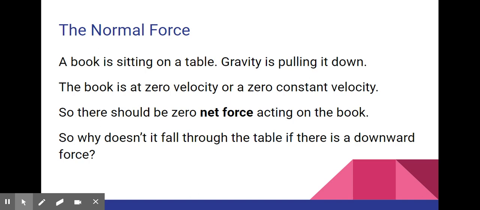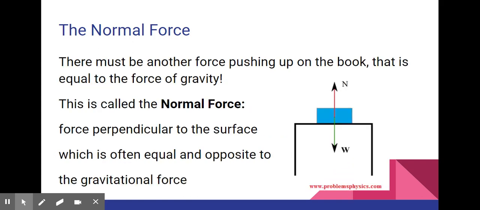So imagine we've got a book sitting on a table. Gravity is pulling it down, and the book is at zero velocity, zero constant velocity. It's just hanging out there. So there should be a zero net force acting on the book. So why doesn't it fall through the table if there's a downward force? There must be another force pushing up on the book.